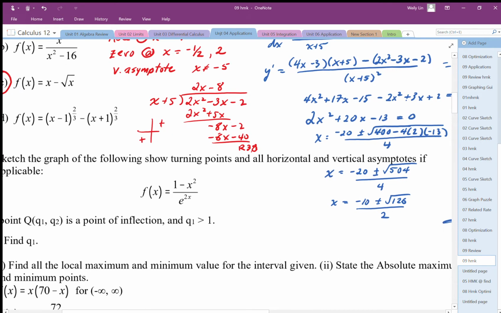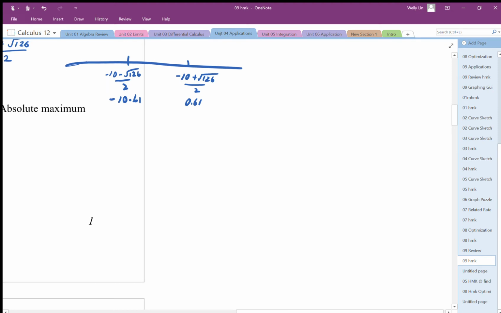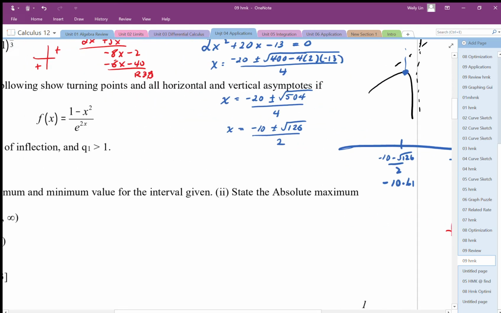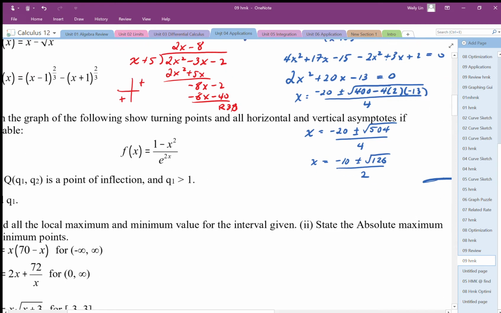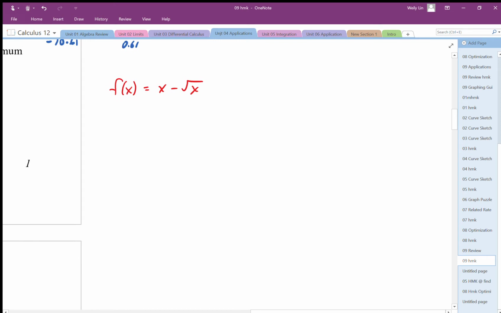For question C, I'm going to do C down here, but it's f of x is equal to x minus root x. Let me just double check that. X minus root x. Okay, so I want to find the zeros for this. So my zeros are at x equals 0 and x equals 1. Okay, so I've got the zeros. There's no asymptotes or anything like this.